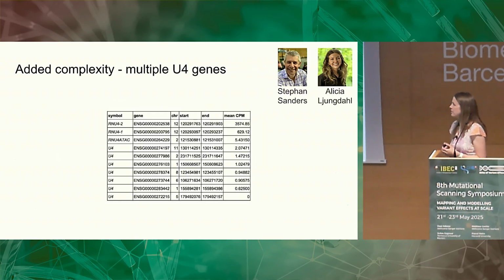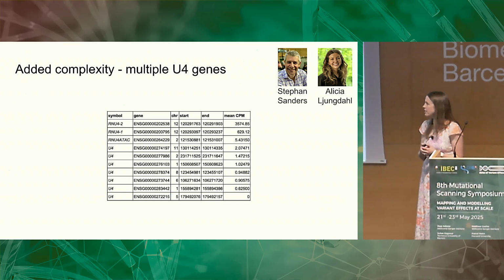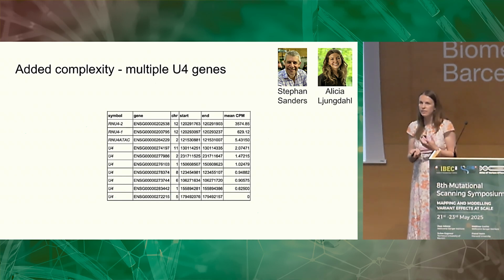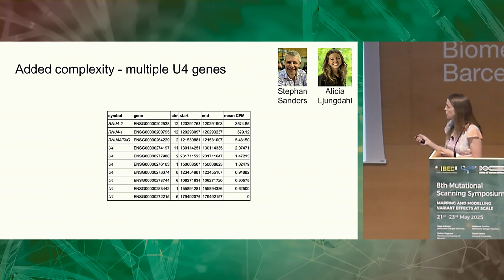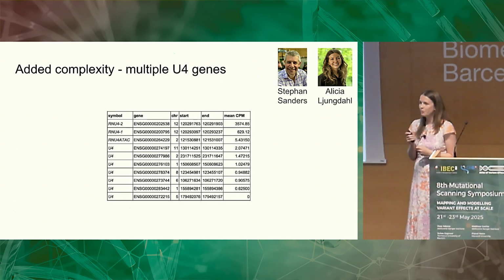Just to note that trying to target this gene is somewhat complicated by the fact there are actually multiple copies of genes that encode U4 across the human genome. So this is just a few of them. This is just showing, I think there's something like 90 or so of them, with very high sequence homology.